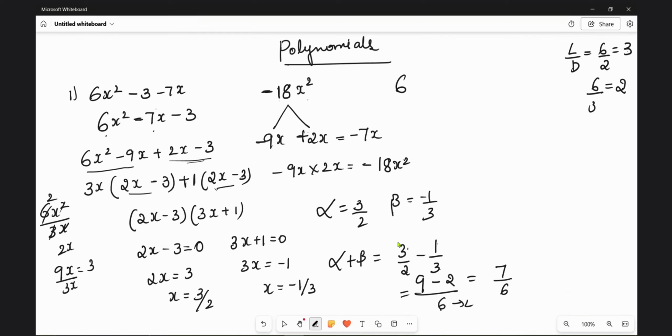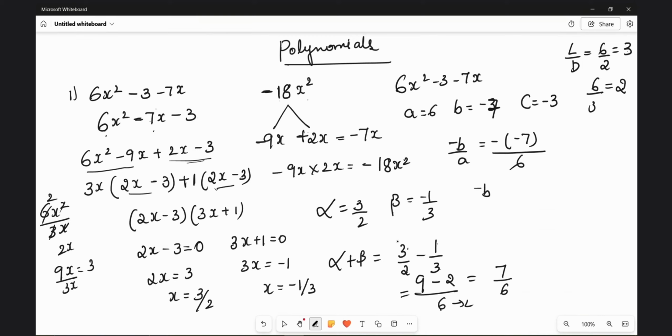So 6x square minus 3 minus 7x is there. Here a is equal to 6, b is equal to minus 7, and c is equal to minus 3 constant. So minus b by a will be equal to minus of minus 7 by 6. So minus b by a is equal to 7 by 6. Therefore, we got alpha plus beta is equal to minus b by a.